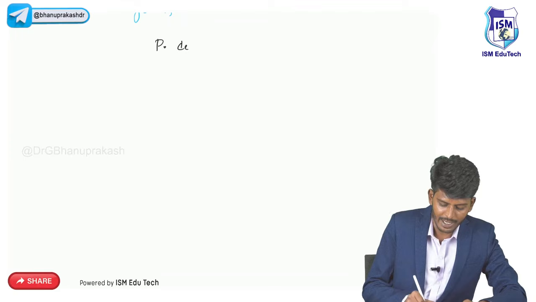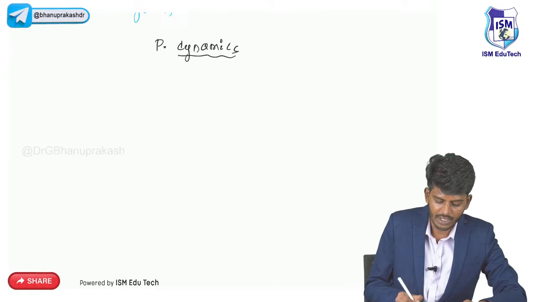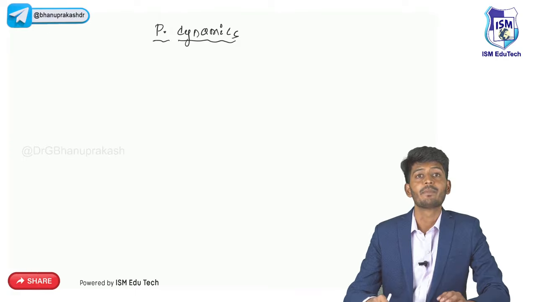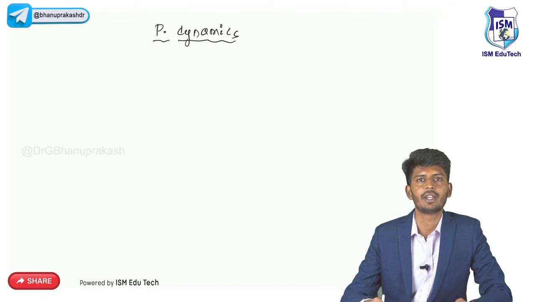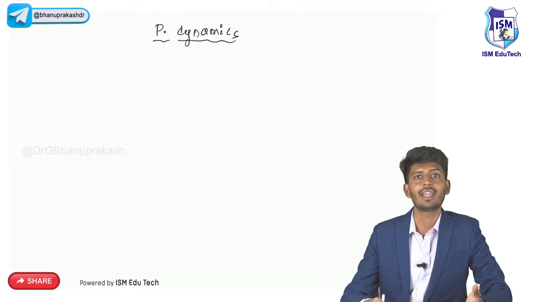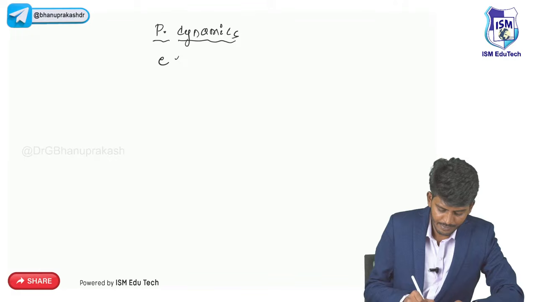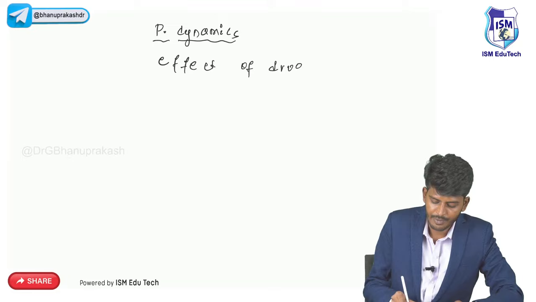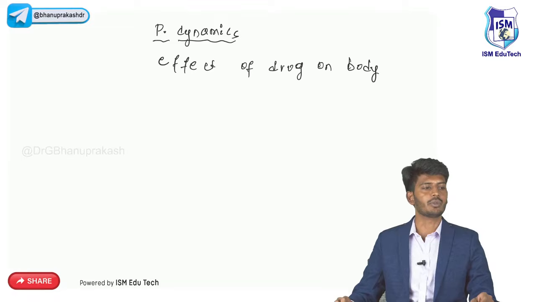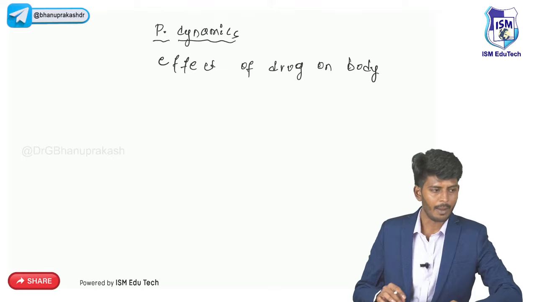Pharmacodynamics is very easy for you people. What is pharmacodynamics? It is a very easy and interesting thing. So far we studied the effect of the body on the drug. That was pharmacokinetics. Now here we are going to study the effect of the drug on the body. What all a drug can do to your body is what you are going to learn in the chapter called pharmacodynamics.